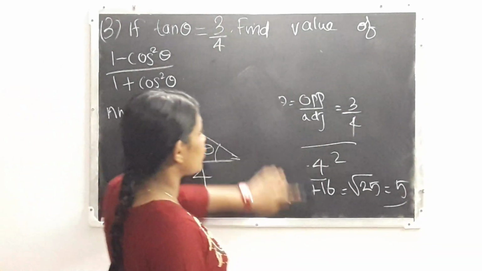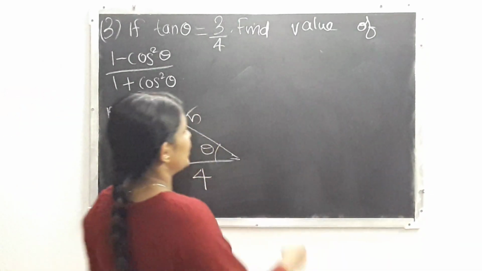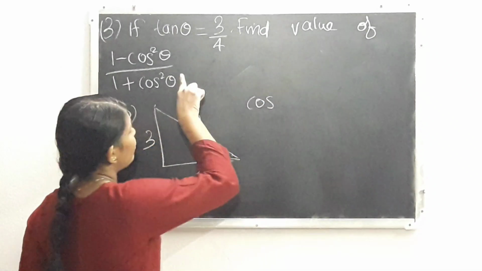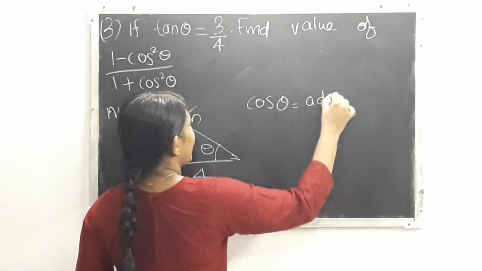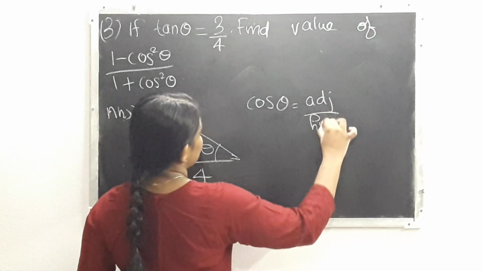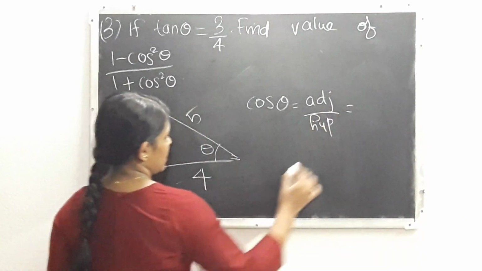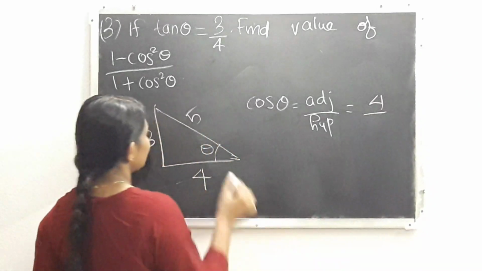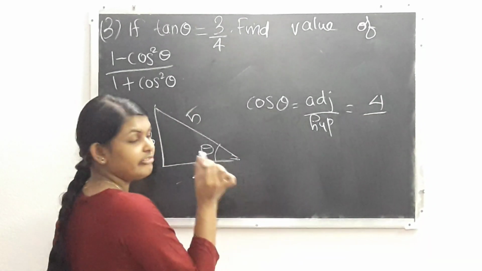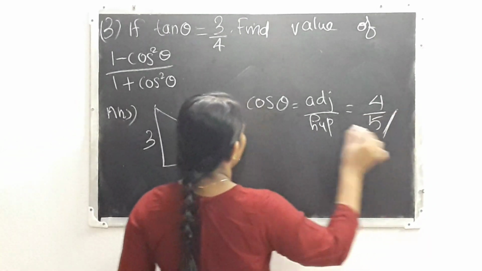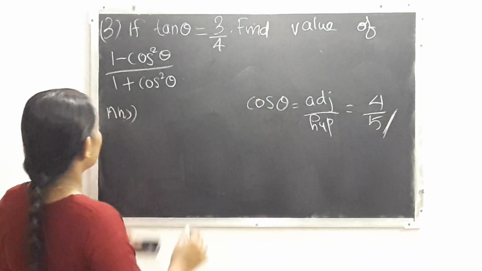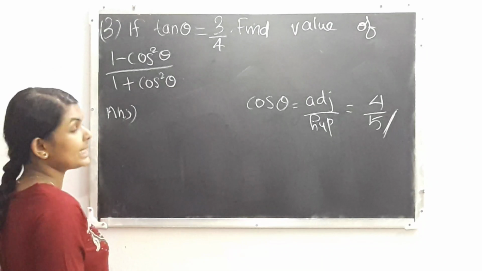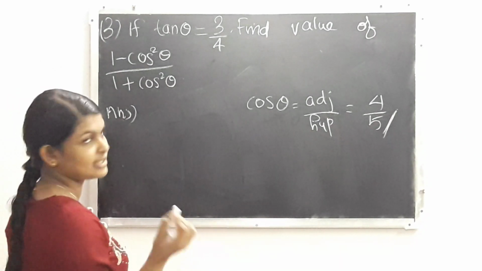Now what will be the cos theta? Cos theta is needed for our question. So cos theta will be equal to adjacent side divided by hypotenuse. So adjacent will be 4, divided by the hypotenuse, which is 5. So 4 by 5 will be the cos theta. Now we can get into the question, and the question is to find 1 minus cos square theta divided by 1 plus cos square theta.